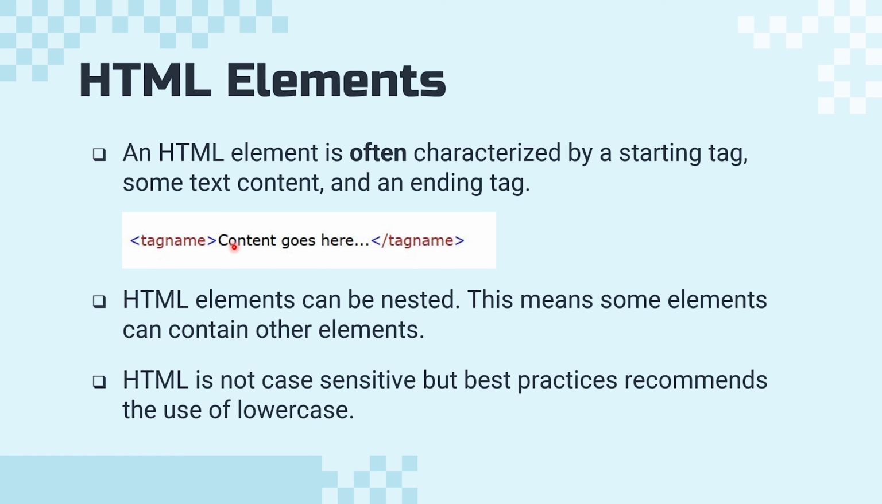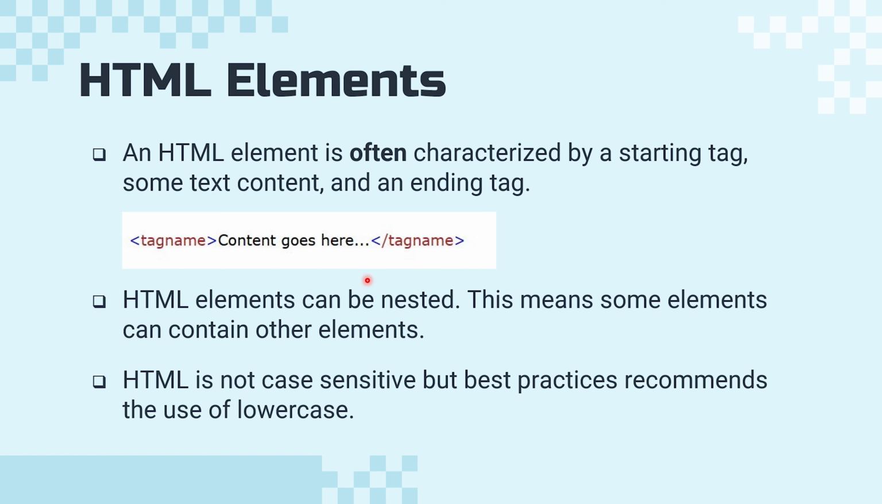Now for the structure of an HTML element, we have the tag name in angle brackets, and we have the text content in between the start and the end tag. And notice how the end tag has a / preceding the tag name. Now HTML elements can be nested, which means some elements can go into other elements or they can be contained within other HTML elements.